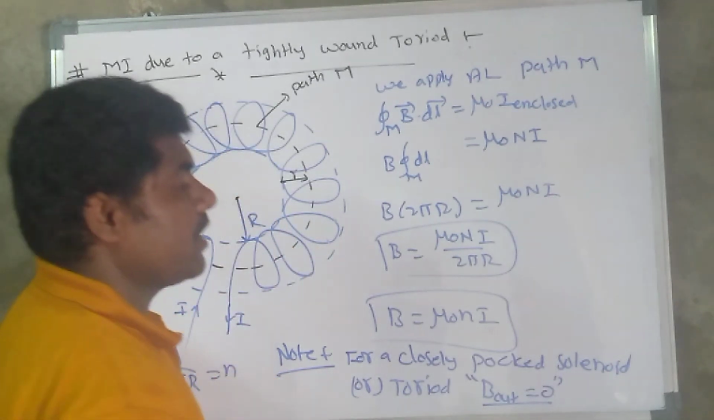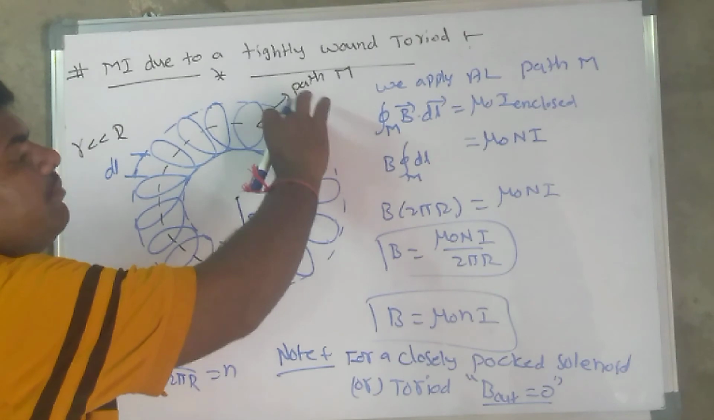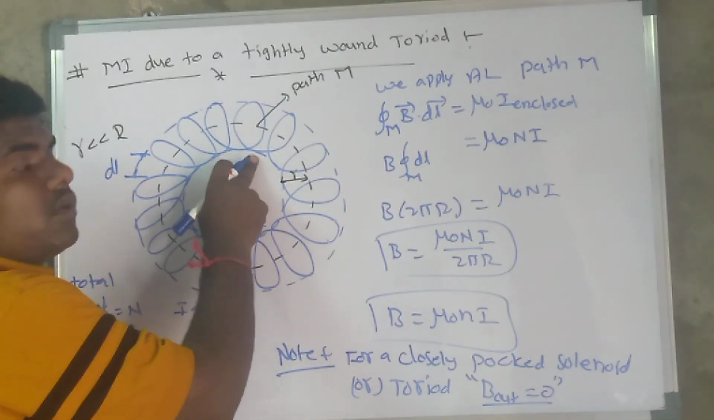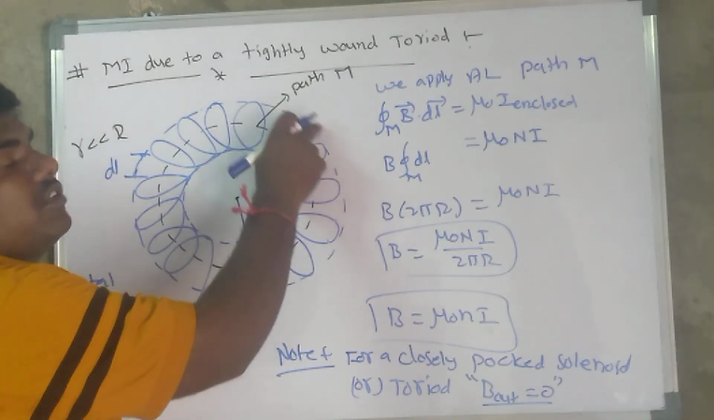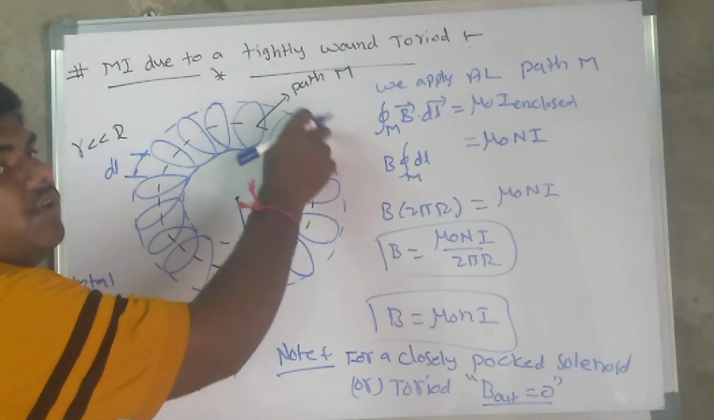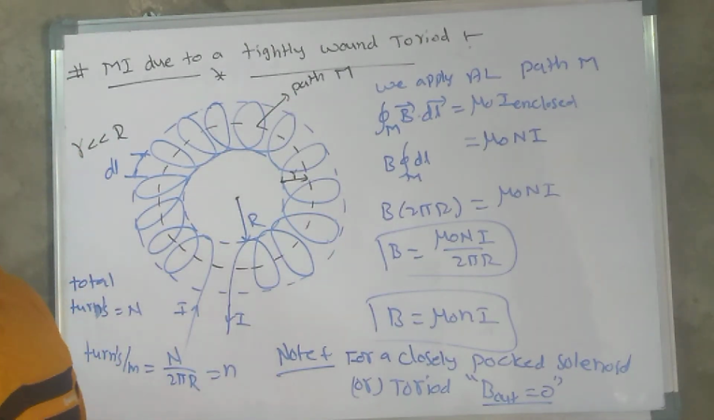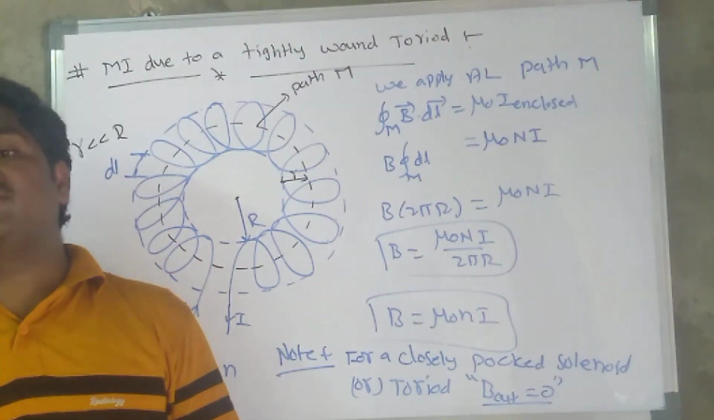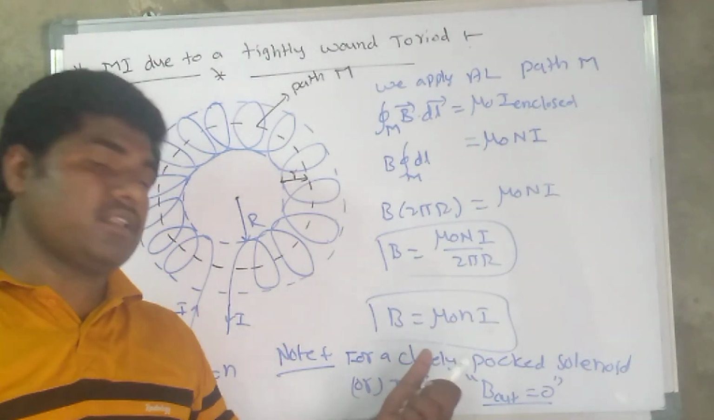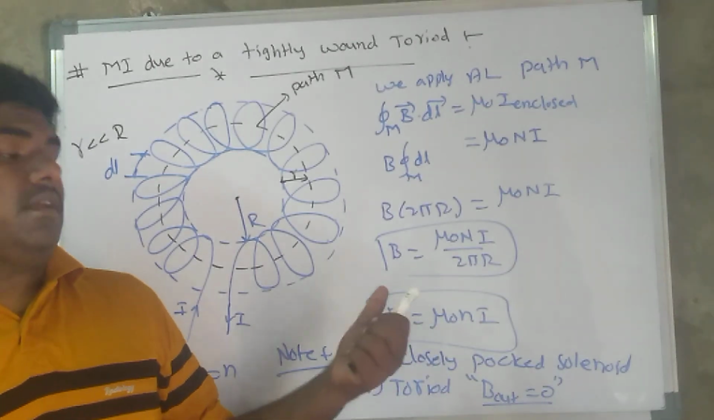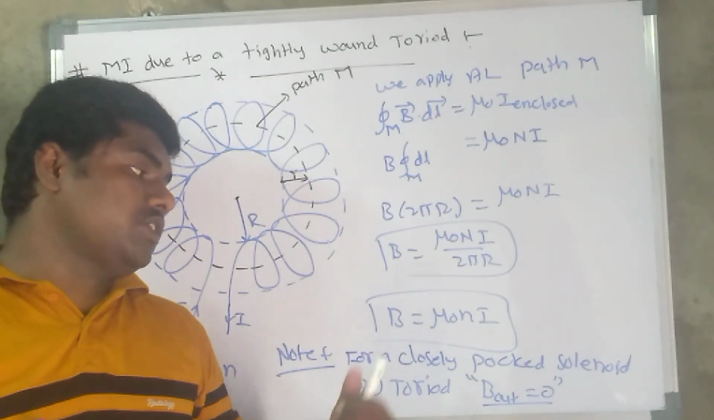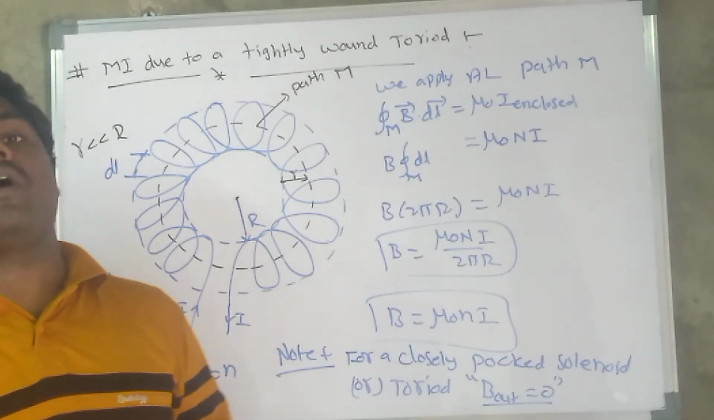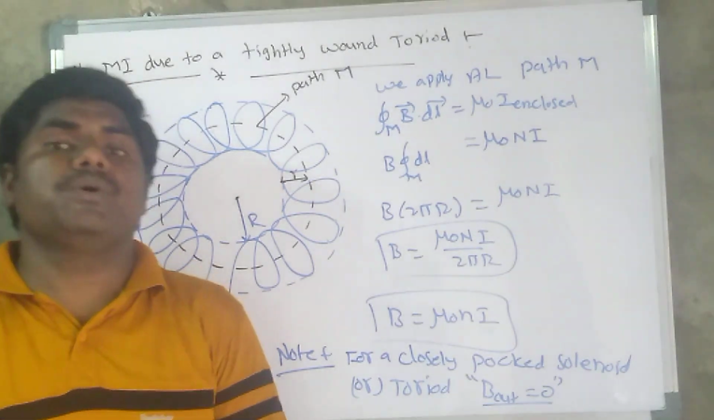Very important case, because here in between there is some displacement between one wire and another wire. It means the magnetic field has vanished. Please remember that point, this point is very important. For a closely packed solenoid or toroid, the magnetic field outside becomes 0.